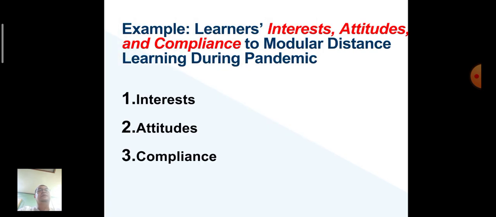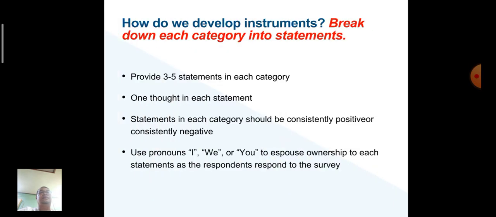Another example is learners' interests, attitudes, and compliance to modular distance learning during the pandemic. You have three categories automatically because it's already spelled out in the title. You have interest, attitudes, and compliance, and all you need to do is write some statements under these three categories. So how do we develop an instrument?